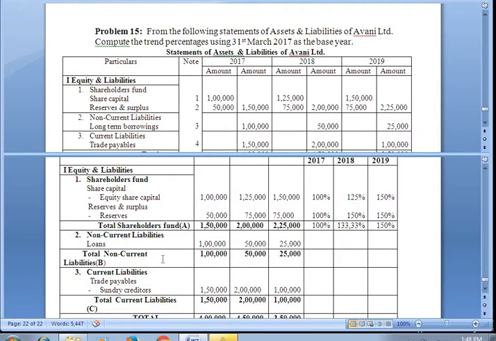In that we have loans. How much? 1 lakh. So here in 2017, the percentage of 1 lakh is 100%, and the remaining amounts we have to compare with the 1 lakh. Okay. So 50,000. Next year is 2018. The amount of 2018 is 50,000. 50,000 divided by 1 lakh into 100 is 50%.